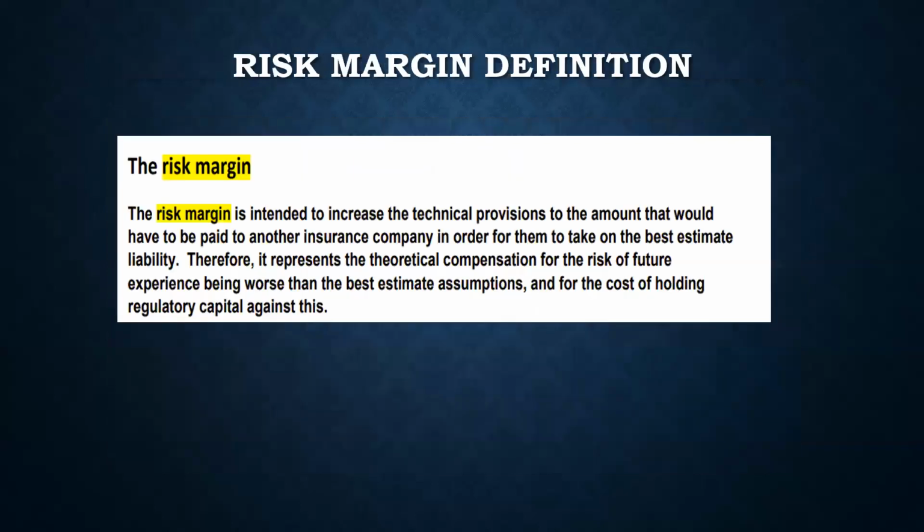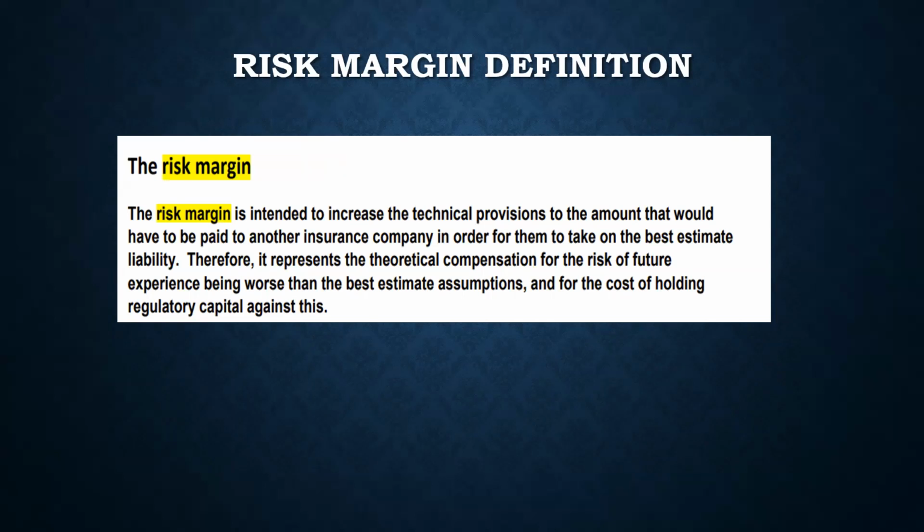So what is the definition of risk margin? The risk margin is intended to increase the technical provision. You have to understand this word; it is of paramount importance. It increases the technical provision to the amount that would have to be paid to another insurance company in order for them to take on the best estimate liability. The best estimate liability is already a liability. Now suppose there are two companies, insurance company A and insurance company B, and insurance company A is holding the best estimate liability.